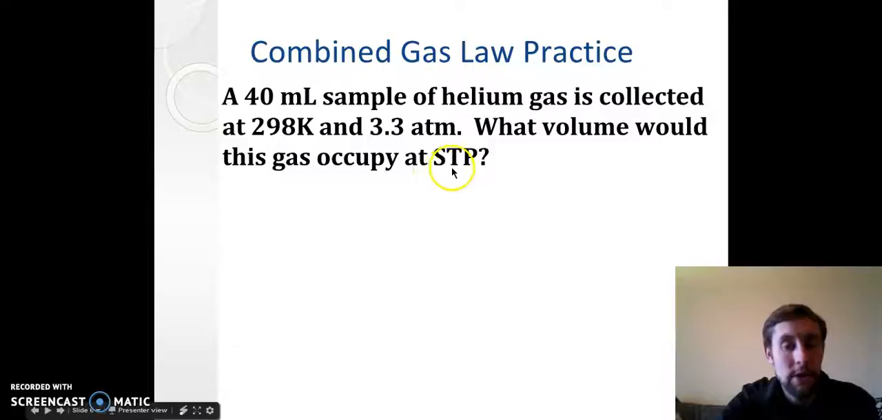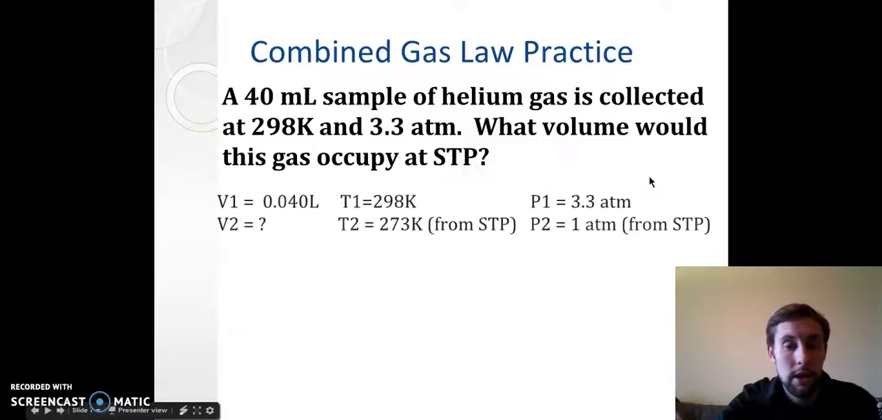What you do, you have standard temperature and standard pressure. You have to remember what those are. So we know our volume 1 is 0.04 liters. They don't have to be in liters, they just have to be the same. Our temperature 1 is 298 Kelvin. Our pressure 1 is 3.3 atmospheres. We have everything in our first ones. We don't know the volume because they say what volume, so it's unknown.